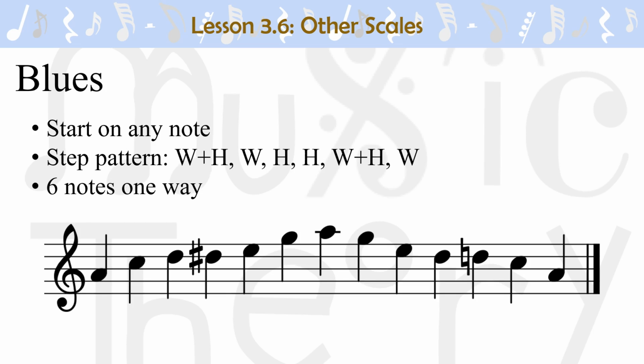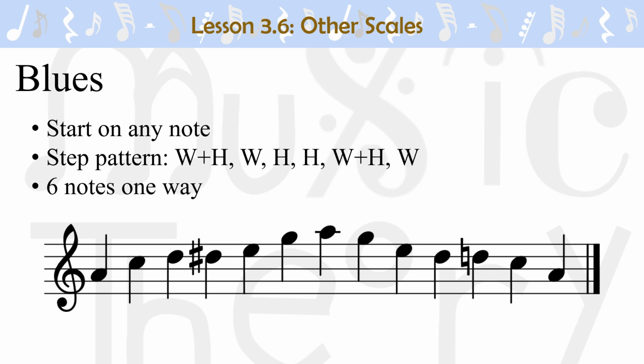To build a blues scale, start on any note and write out the rest of the notes following the step pattern: whole plus half, whole, half, half, whole plus half, whole. The blues scale has 6 notes each way. Take the A blues scale for example.